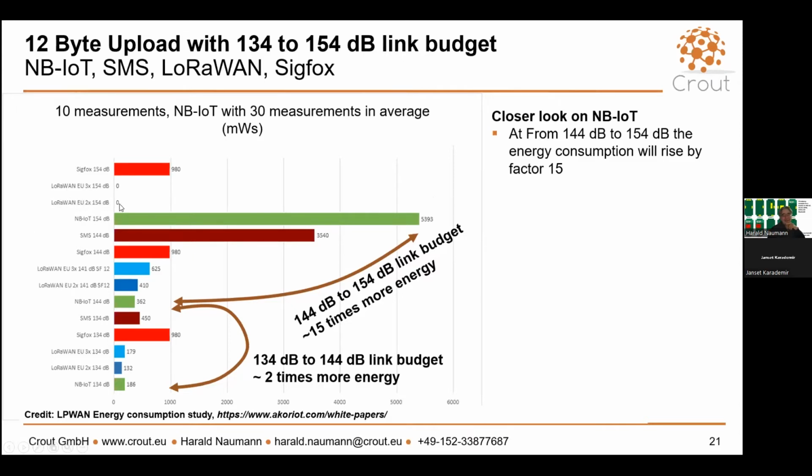And 164 dB link budget is even more energy. So this you have to understand. The higher the range, the higher the energy consumption. But this is the same with all LPWAN technologies. The exception is Sigfox, because they always send at the same power level. They don't balance anything. LoRaWAN and narrowband IoT try to balance the energy consumption a little bit in relation to the distance to the base station.